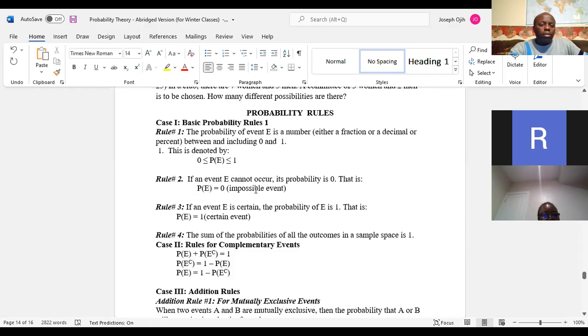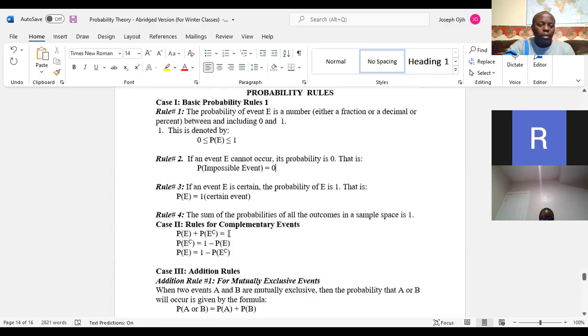Now, another way of putting it is this. The probability of an impossible event equals 0. So if the event is certain to occur, then the probability is 1. So all things being equal, the probability that there will be daybreak tomorrow is 1.